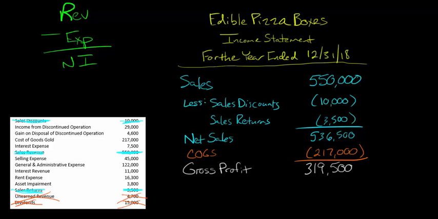So this is nice. When we did the single step income statement, we don't calculate any kind of subtotals. All we do is just take the revenues minus the expenses. But now we've got this gross profit.